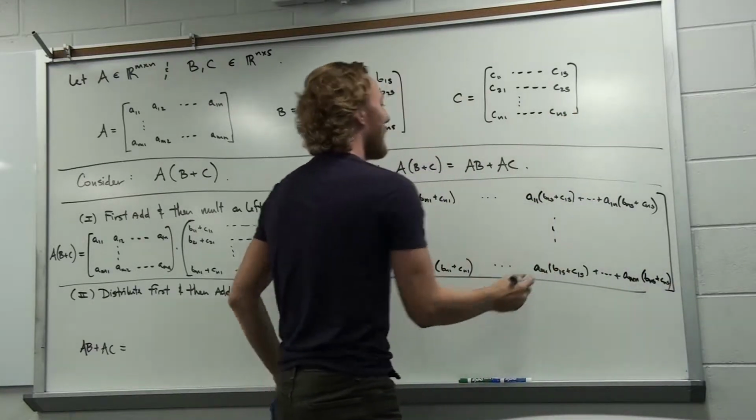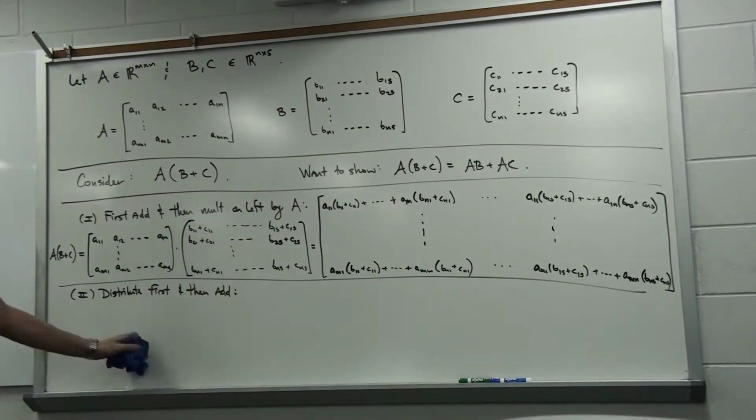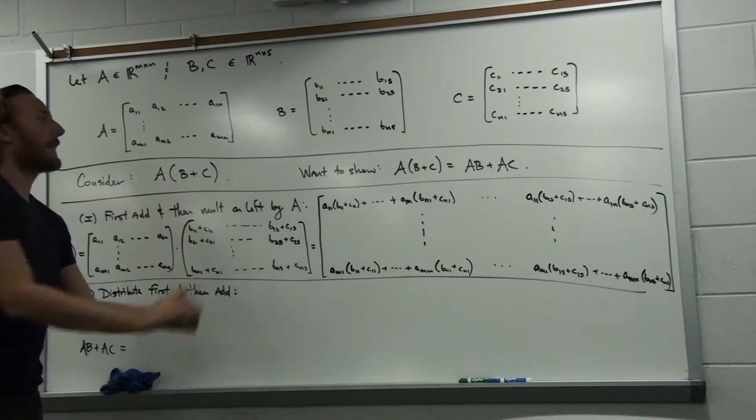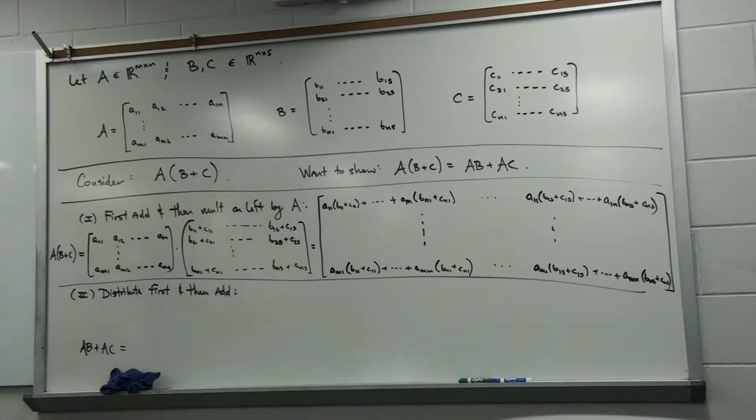And that is the product when we take A times B plus C, first adding B plus C, and then going through the product. You can see what the entries are. Okay, now we want to show what the result would be if we distributed first and then added. So now we're looking at the right-hand side of our expression, looking at A times B plus A times C.